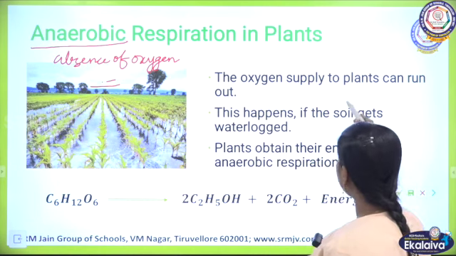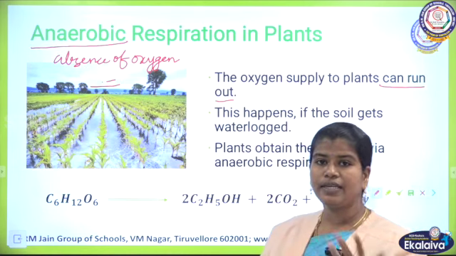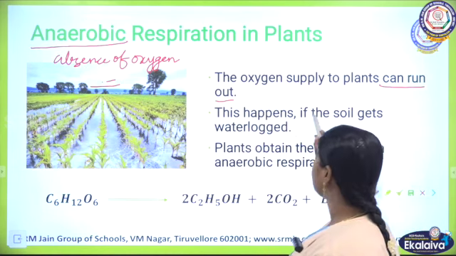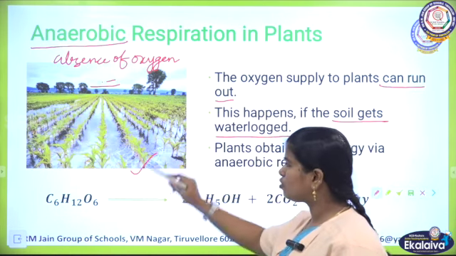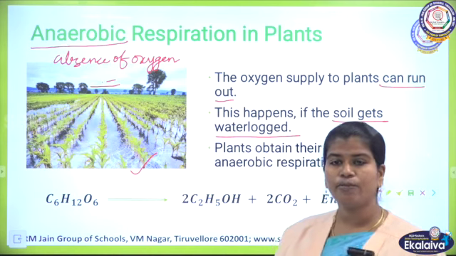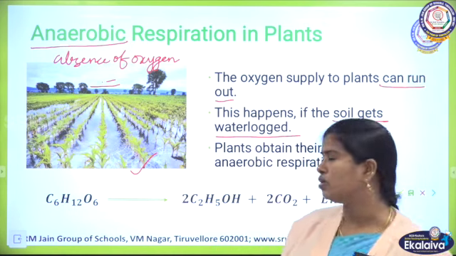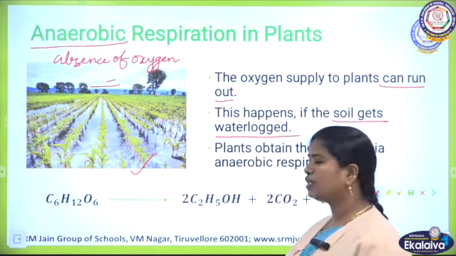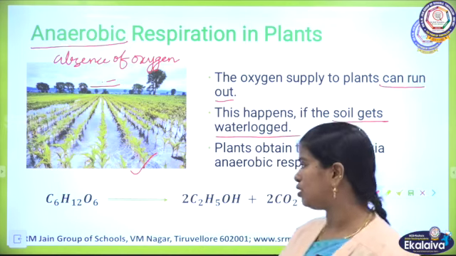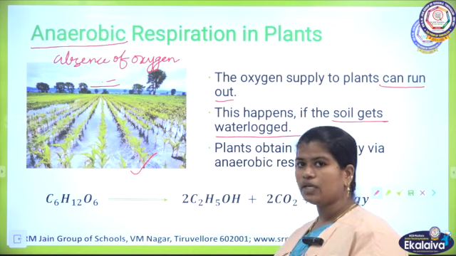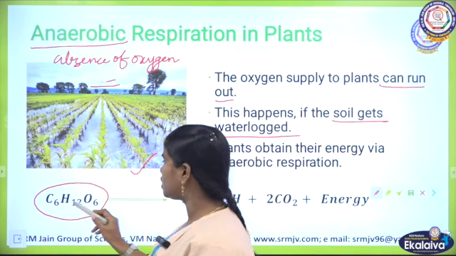The oxygen supply to plants can run out. This can happen if the soil gets waterlogged. If the soil gets waterlogged, obviously the roots cannot get oxygen. In that case, the plants will undergo anaerobic respiration. So now we know what anaerobic respiration is.